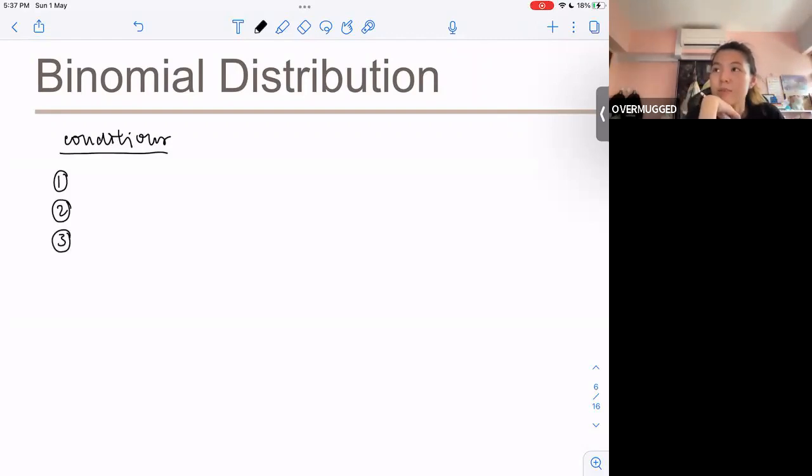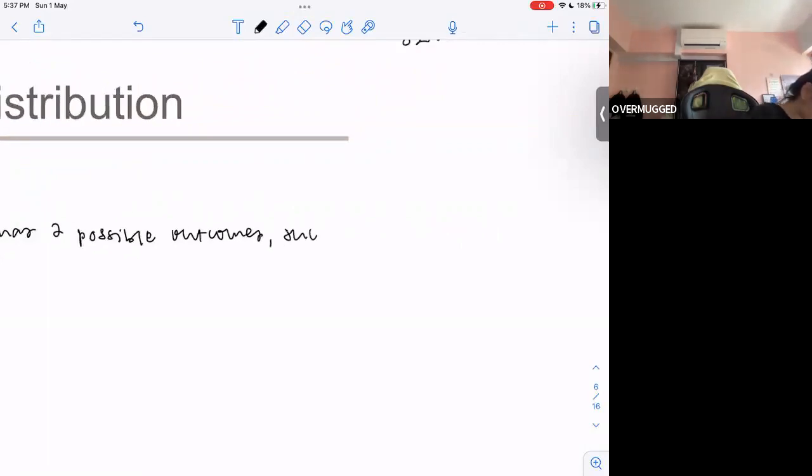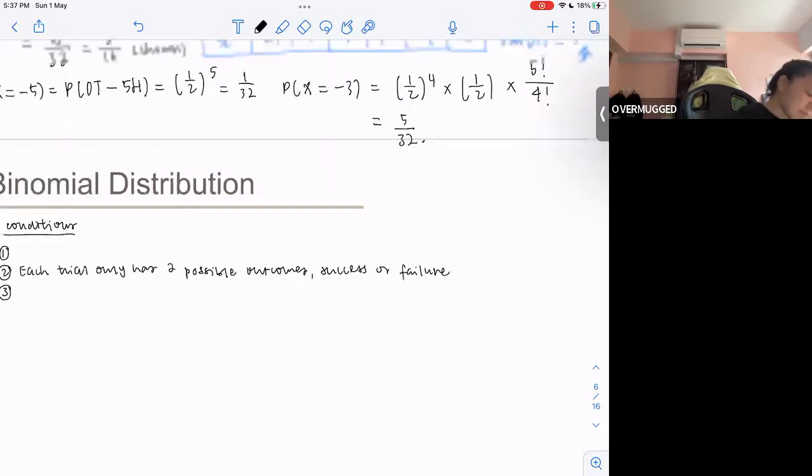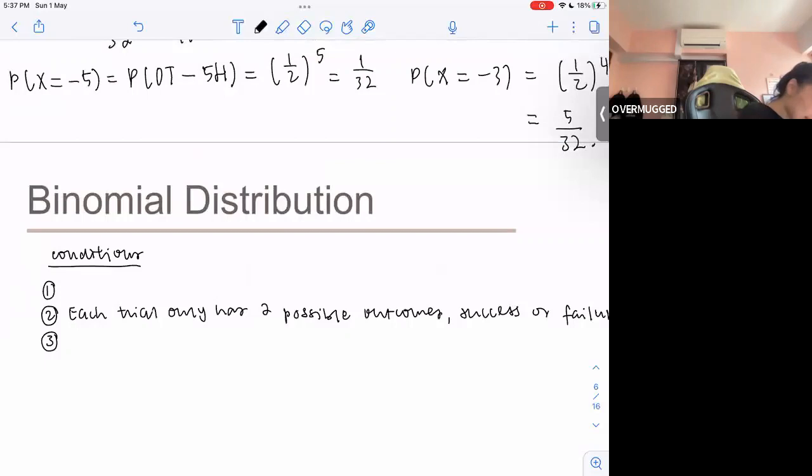Can someone tell me what's the first one? Two outcomes. Thank you, Rachel. So each trial only has two possible outcomes, and that is your success or failure. Okay. And then ZX said independent. Okay, thank you. Very good. So that's the first one, right?